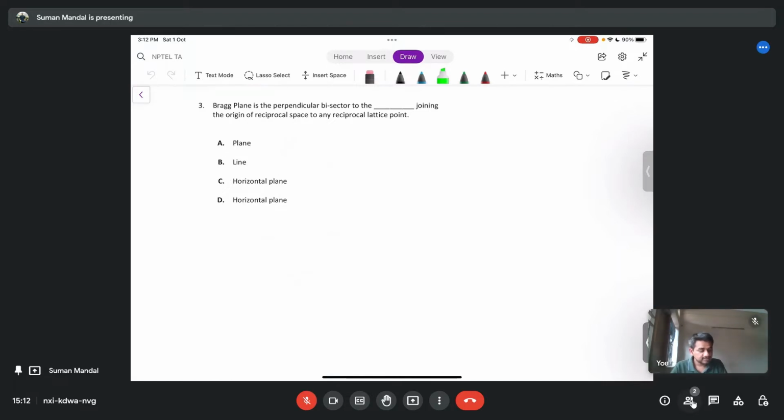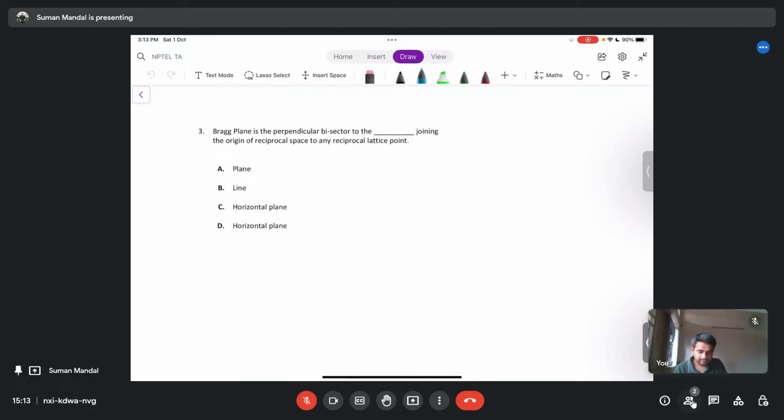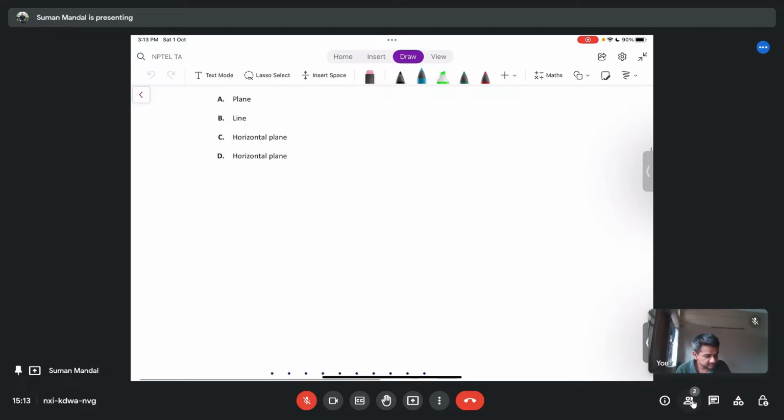Okay, let's go to the third question. The Bragg plane is a perpendicular bisector to which of these geometrical entities that joins the origin of the reciprocal space to any lattice point? We'll also try to understand this with the help of a diagram. We'll draw this out to solve this question.